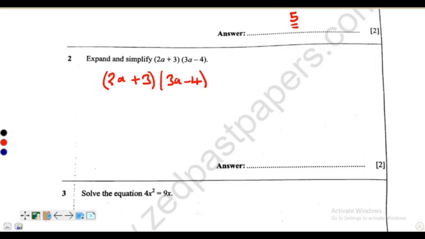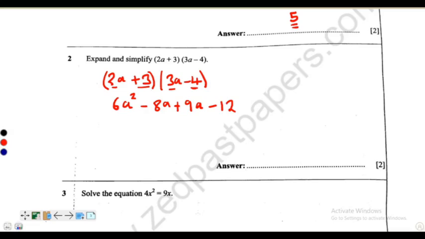So 2a times 3a will give us 6a squared. Again 2a times negative 4 gives us negative 8a. Okay, so we are done multiplying 3a and the negative 4. We now come to positive 3. So positive 3 times positive 3a gives us a positive 9a. Then positive 3 times negative 4 right here gives us a negative 12. So from here you can collect the like terms.